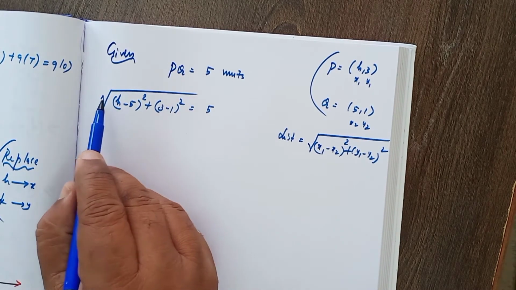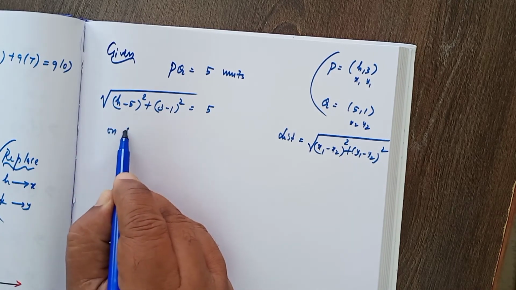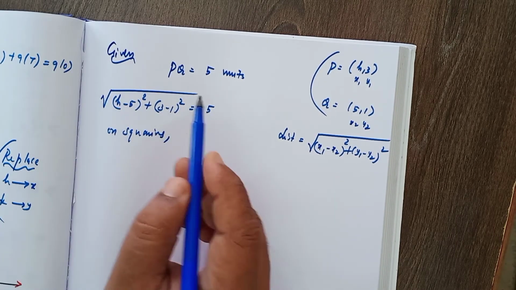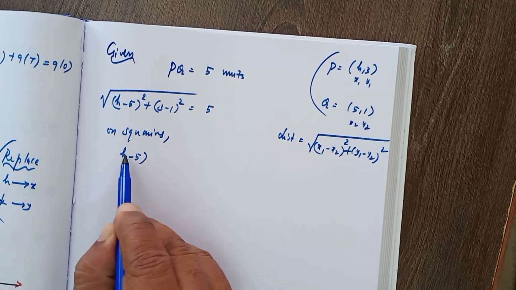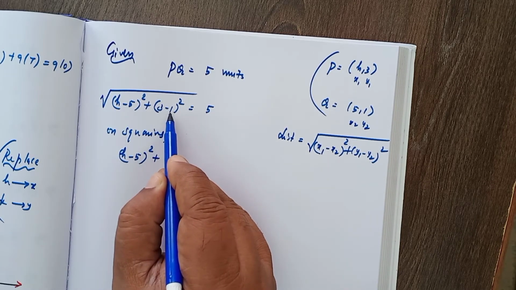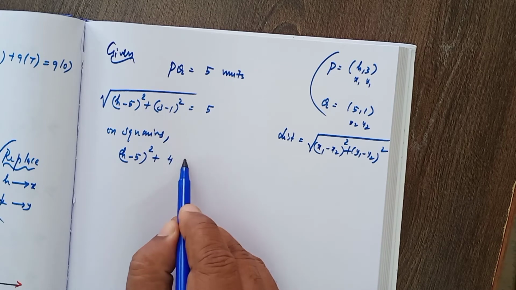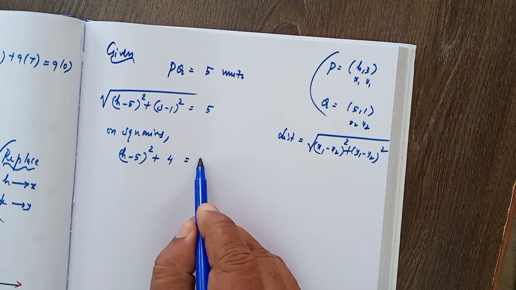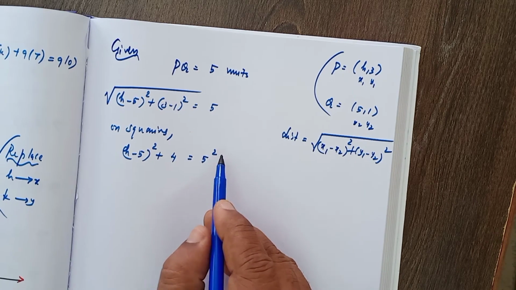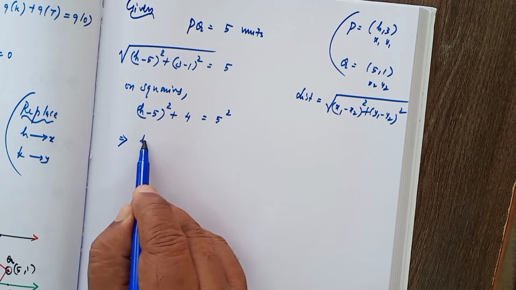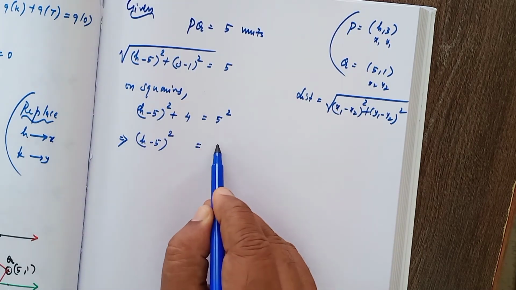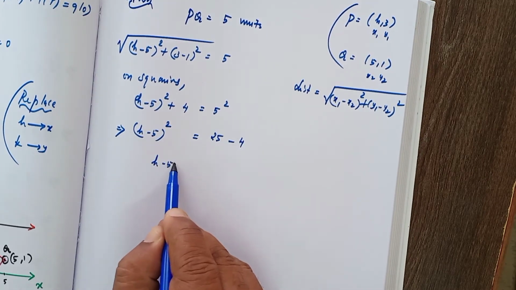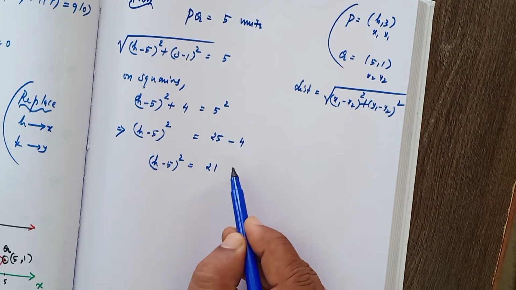For eliminating the square root, I am squaring on both sides. On squaring, automatically the square root will be eliminated. You will be getting only (h minus 5) the whole square. 3 minus 1 is 2. 2 squared is 4. That is equal to, while squaring, 5 becomes 25. So I write 5 squared, and in the next step I write 25. Which implies (h minus 5) the whole square equals 25 minus 4, since 4 goes to the right hand side as minus 4. So (h minus 5) the whole square equals 21.